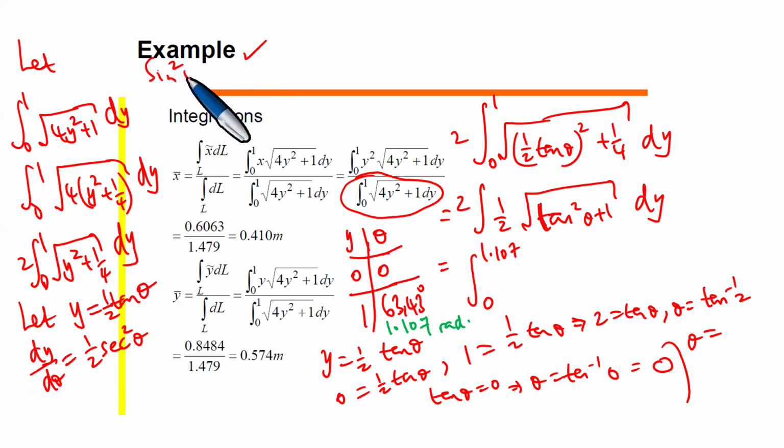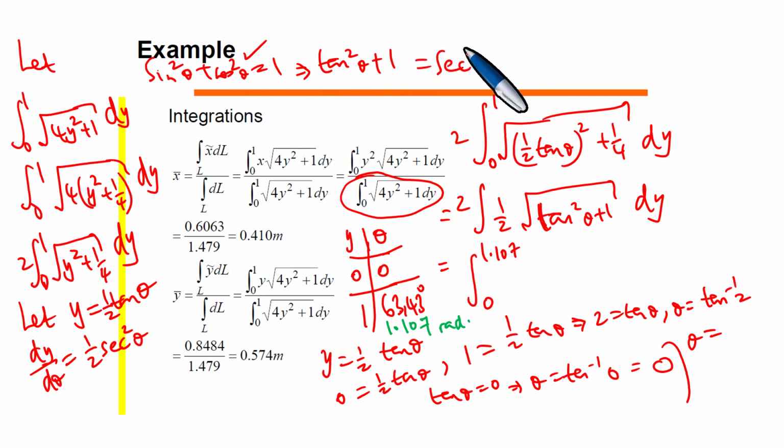If you have sine squared theta plus cosine squared theta, the result is always 1. This means you can divide both left and right by cosine squared. So tan squared theta, you divide cosine squared, plus 1. You divide sine squared plus cosine squared: sine over cosine is the tan, cosine squared over cosine squared is 1, and 1 divided by cosine squared gives you the secant squared theta. So 1 plus tan squared is secant squared. You take the square root, which is the secant of theta.